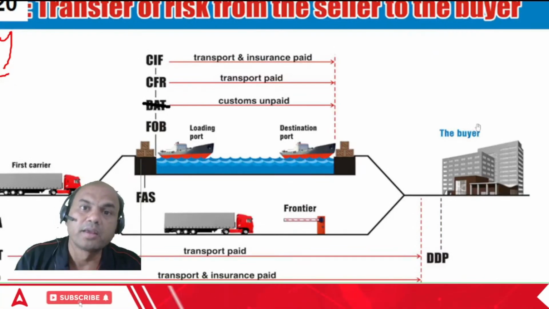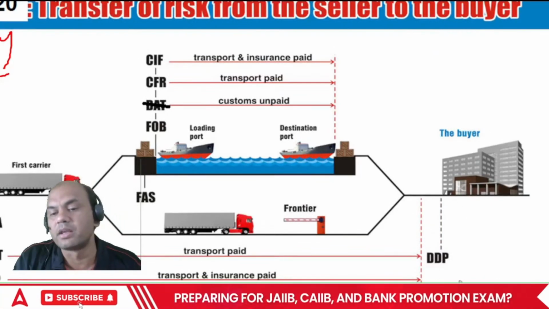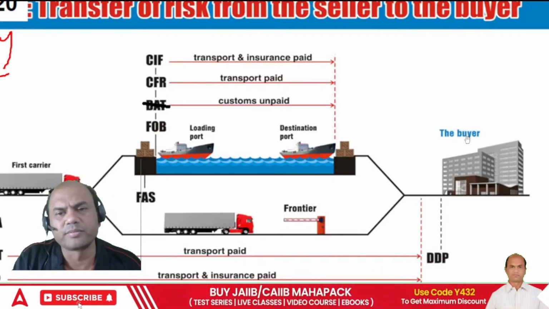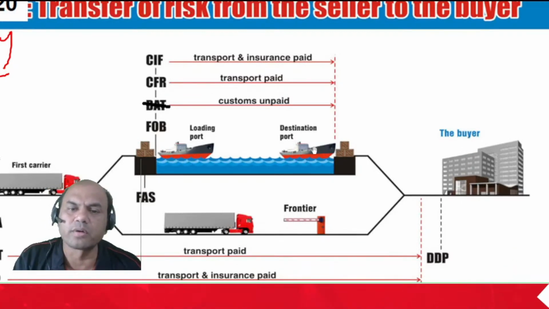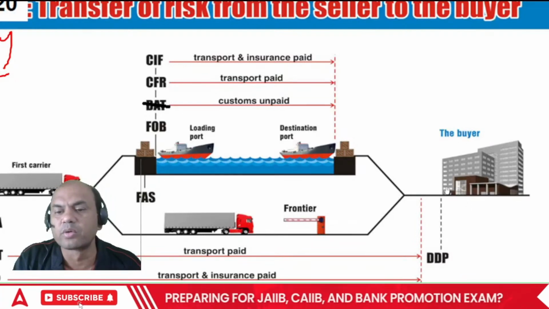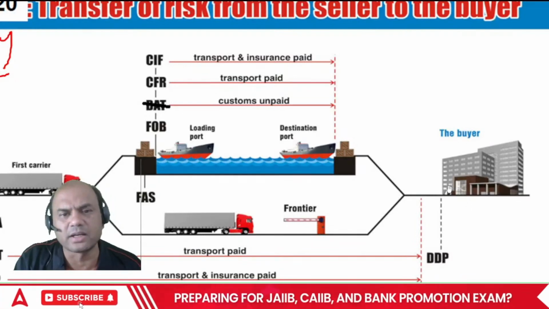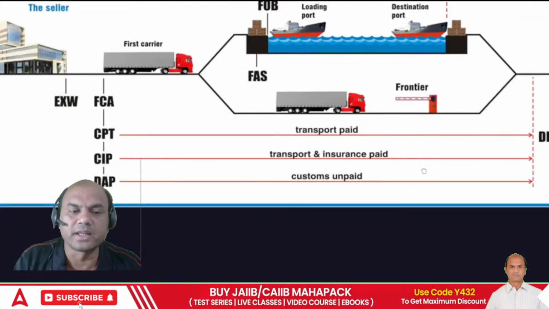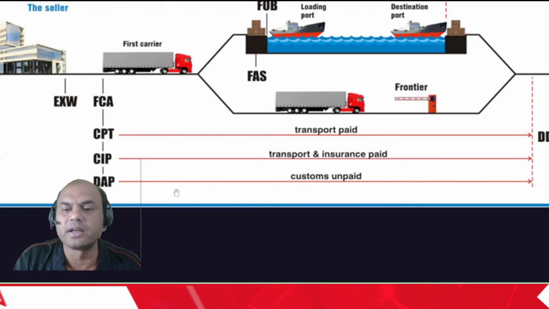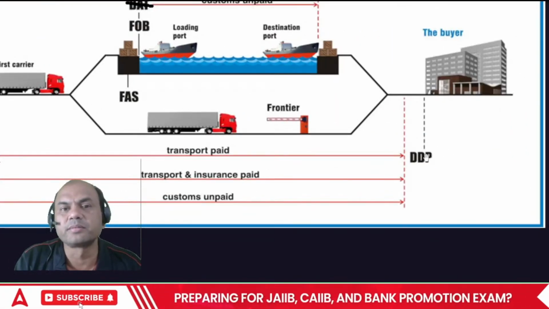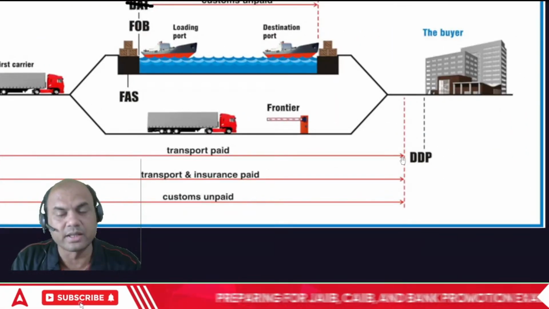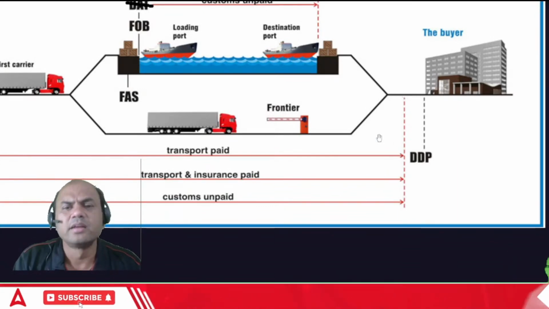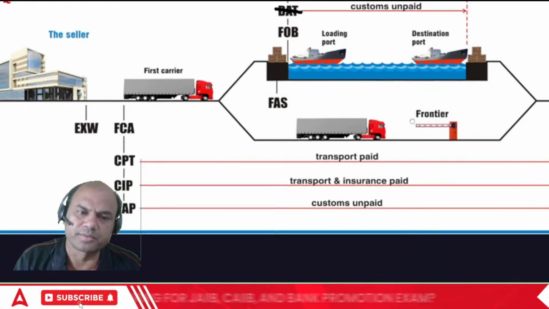Reverse is the case of DDP. In DDP, the buyer will tell you, no, I don't know anything. You bring the goods from your factory and put them at the doorstep of my factory, or whichever place I tell you. So DAP and DDP, these two Incoterms, have the maximum responsibility on the seller and the minimum on the buyer. Then in between there are many other Incoterms.